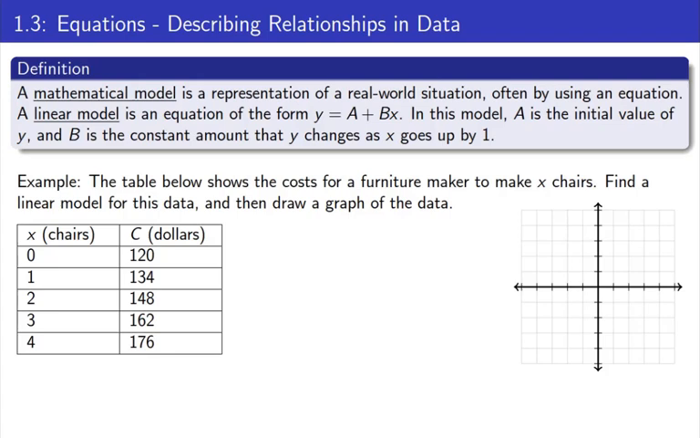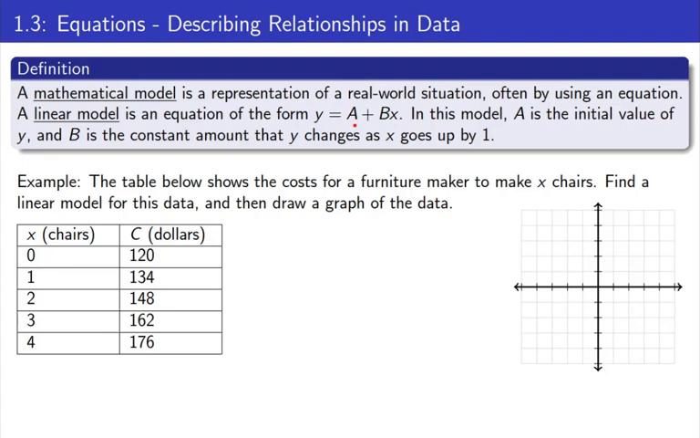In this section, we'll talk about equations, specifically describing relationships in data. So, first off, what we call a mathematical model. These are the types of things that make mathematics meaningful in the real world, and the mathematical models often give an equation to describe something that actually happens in the real world. And so, a linear model is a type of model that we'll use for many different types of problems, but specifically it has the form of y equals a plus bx.